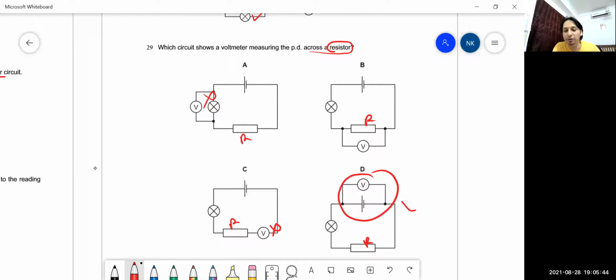So this is wrong because we have to calculate the potential difference across a resistor, and here the voltmeter is connected across. Across means at the two ends of the resistor. So option B is the right answer. Next question, students.